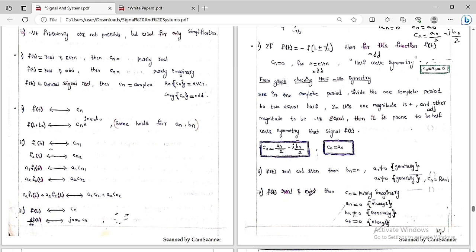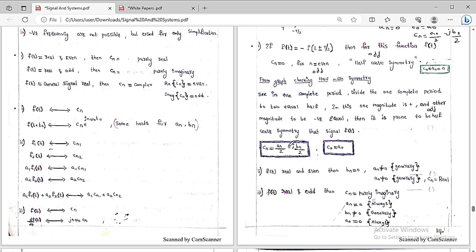Now let's go for another thing. Suppose f of t is real as well as odd, then what is going to happen? Odd means f of minus t is equal to minus of f of t. Even means f of minus t is equal to f of t. I've already told you, as f of t is a real and odd signal, a0 is equal to 0 and an is equal to 0, but bn is not equal to 0. Which means the DC term is absent, all the cos terms are absent, and only the sine terms are going to be present.